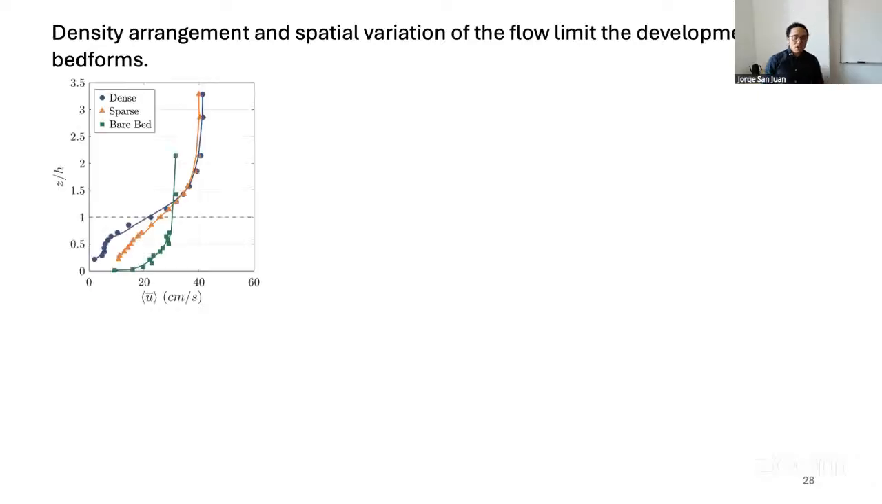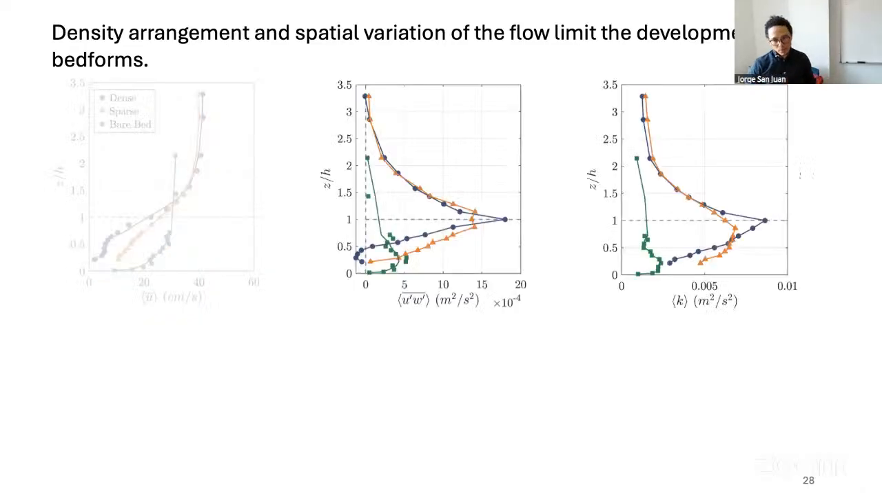So what we're going to see in this slide are the results for the velocity measurements now when we have sediments, also compared with the bare bed. They look very similar in general terms. We have, in sparse conditions, faster velocities at the bottom and slower velocities with the denser. If we look into the Reynolds stresses and the turbulent kinetic energy, in general terms, they behave very similarly.